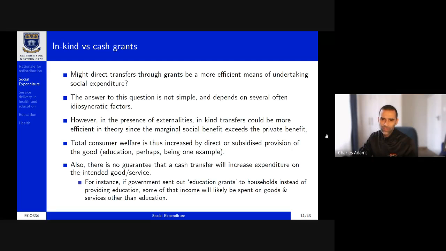So in the presence of externalities, in-kind transfers can be efficient, right, in theory, because the marginal social benefit lies above the marginal private benefit. It's greater than the marginal private benefit. Consumer welfare can be increased by direct subsidization or provision of a good or service, particularly education and health. Further, there is no guarantee that a cash transfer will increase expenditure on the intended good or service, right? So say if government sent out an education grant, you tell people, I'm giving you some money. This is meant for your education. Spend this on your child's education. That's not necessarily going to be the case that people will spend that money on the child's education.